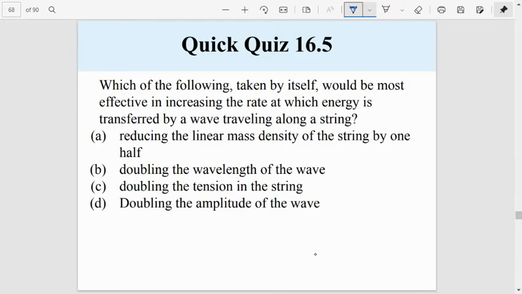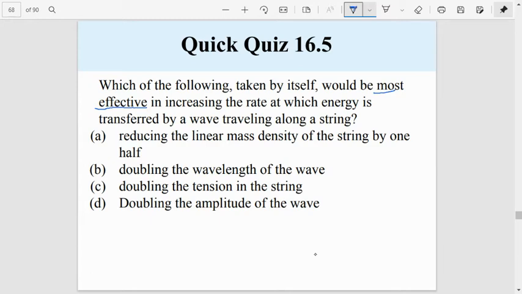So this is a little quick quiz question. We're told that we have a wave traveling along a string, and we want to ask, which of these things is most effective at increasing the rate at which energy is transferred? It's not saying that only one of them increases the rate, it's saying which one's the most effective. So let's look at them one by one.